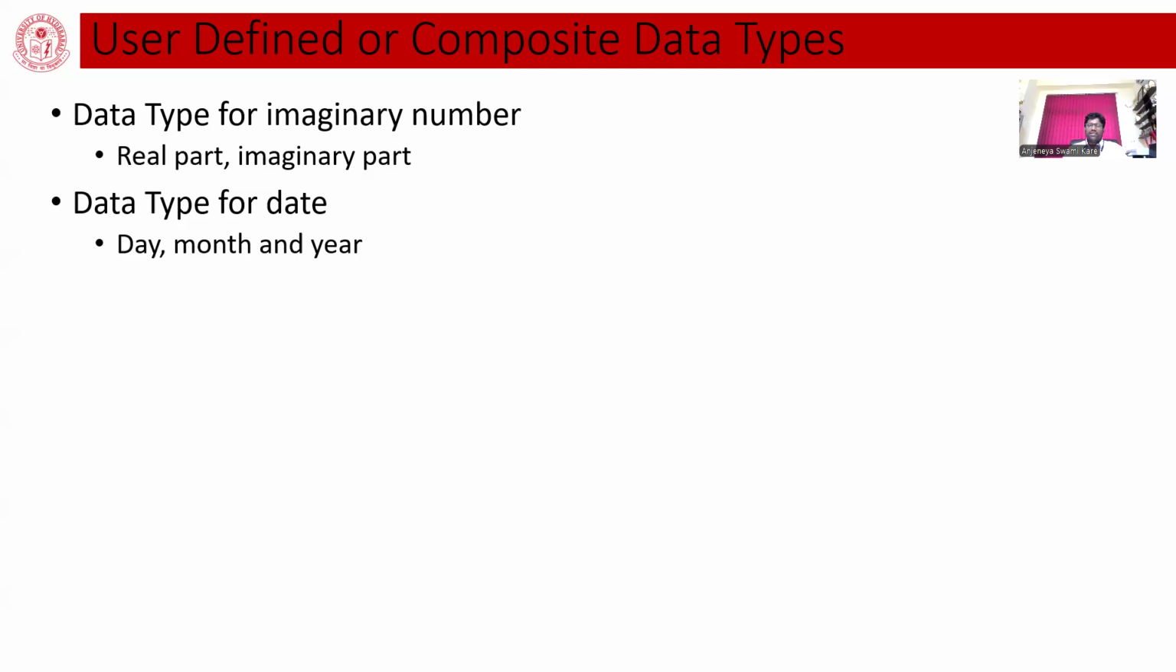Similarly, a date has three fields: day, month, and year. These three are related to each other for a single date, so they should be stored together. That is why the C language and other programming languages provide the facility to create our own data types, or user-defined data types, or composite data types. Let us see how we can do that in C.